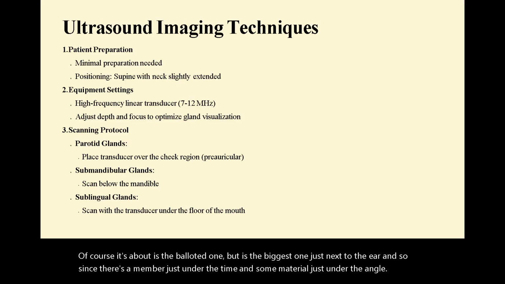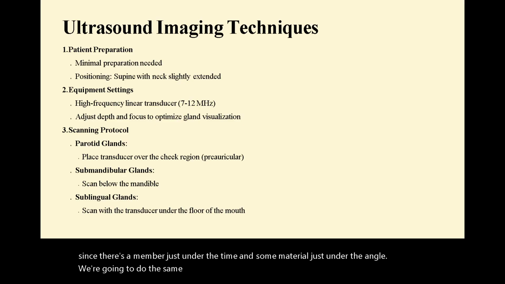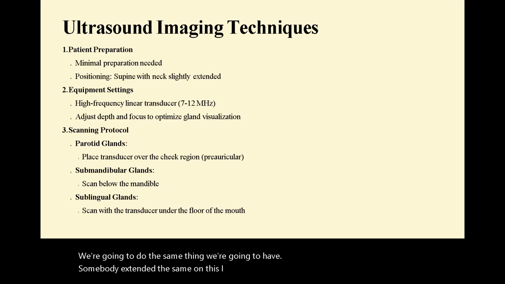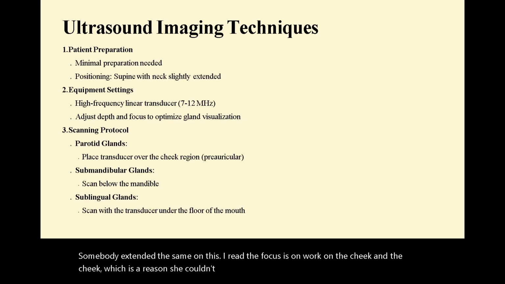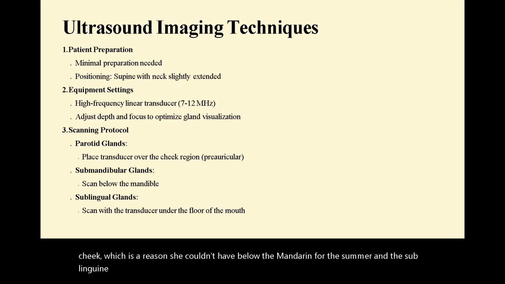We're going to do the same thing. We're going to have a linear probe, supine, neck slightly extended, the same as when you do the thyroid. We focus on the parotid. We work on the cheek, which is the region of the parotid, and below the mandible for the submandibular, and the sublingual under the floor of the mouth. I never did sublingual, but I did submandibular, and I found that it's not submandibular, it's just a lymph node.